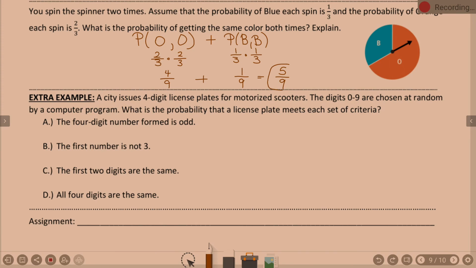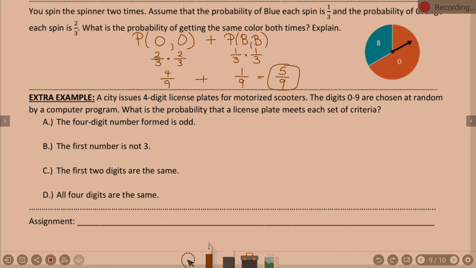Okay, I threw this one in because there's one in the homework similar to it, and so I wanted to get your brains thinking on it. The example I put in here: a city issues 4-digit license plates for motorized scooters. The digits 0 to 9 are chosen at random by a computer program. What is the probability that the license plate meets each set of criteria?